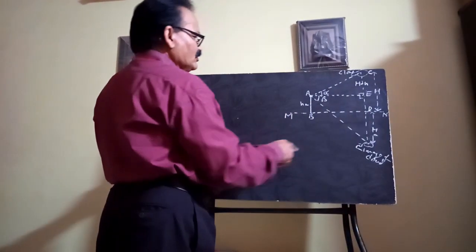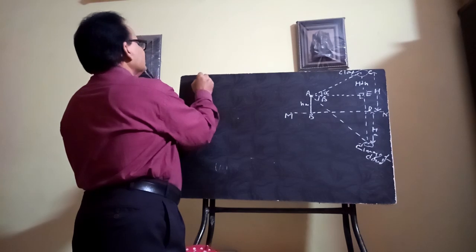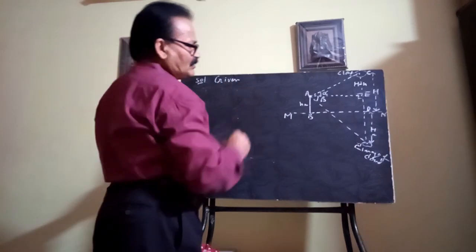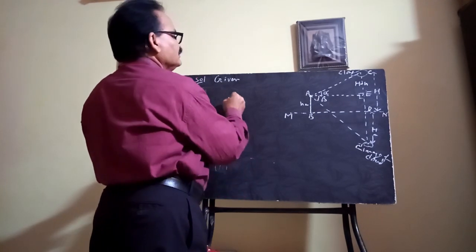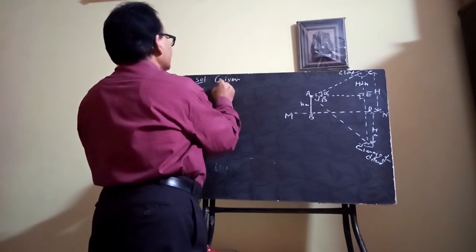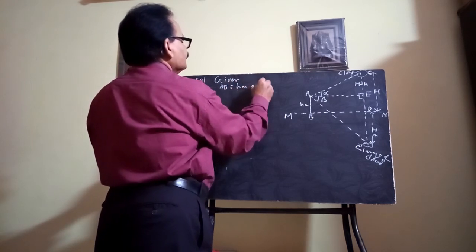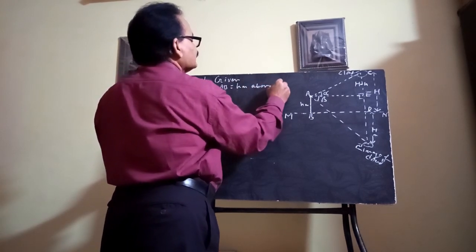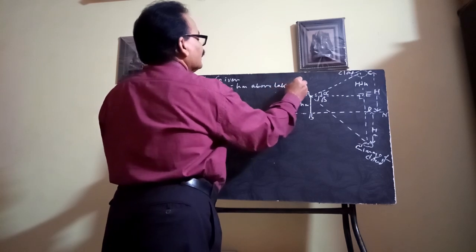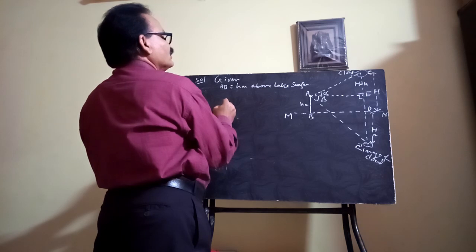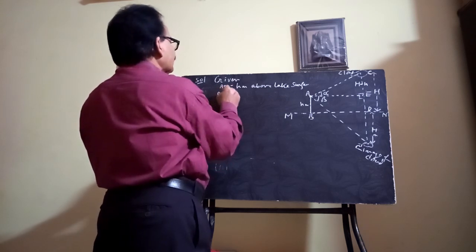Okay, now you have to write the solution, that is, your given diagram is now complete. Given that AB equals h meter above the lake surface, and MN is the lake surface.